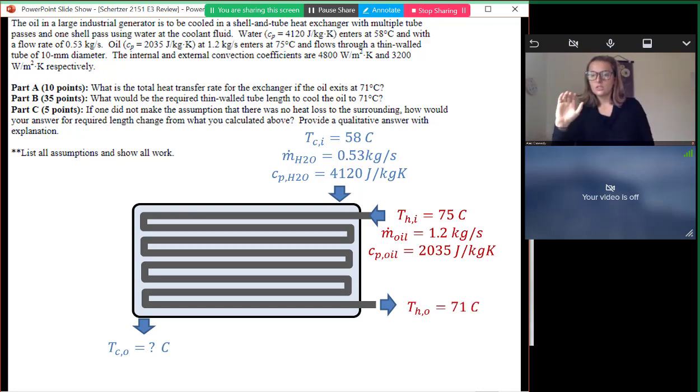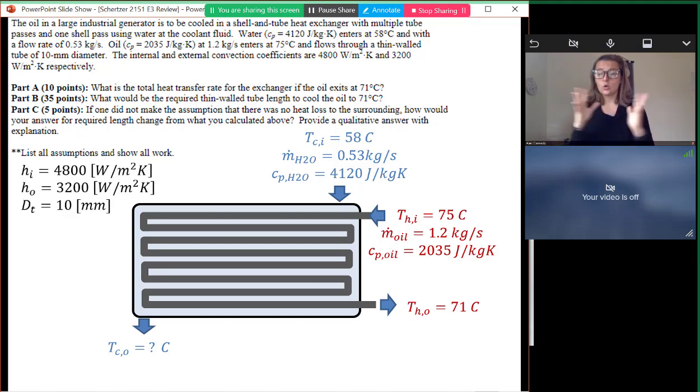And I also know, even though it's not really given in the question part of the question, in the answers, it says, oh, what's the total heat transfer rate if the oil exits at 71 degrees, right? So here we're going to say that the oil exits at 71 degrees. So this is what my picture looks like, and I'm asked, what is the total heat transfer rate for the exchanger if the oil exits at 71 degrees? Right? And I'm told the internal and external heat transfer coefficients. Sorry about that. I had a bit of a brain freeze. Right? And I'm told the diameter of the tube as well.